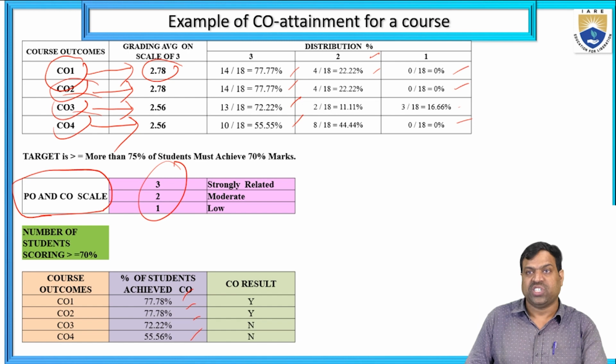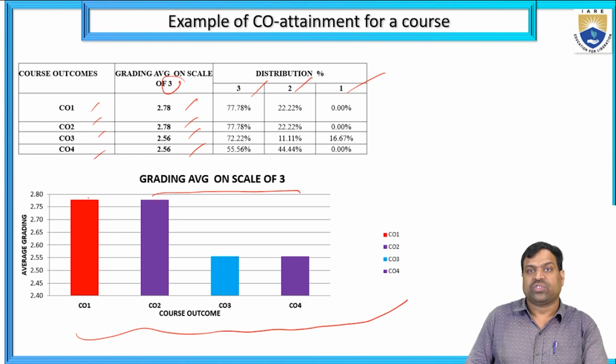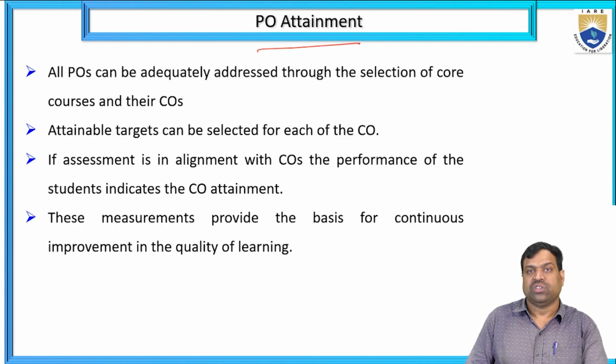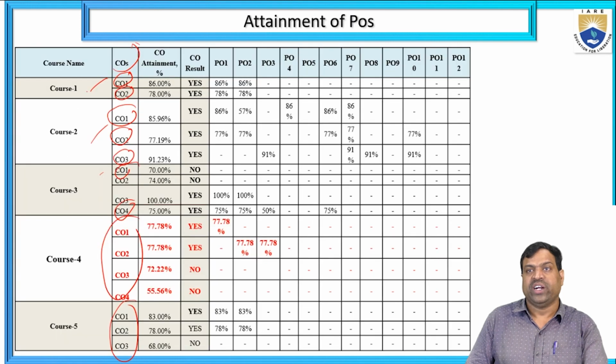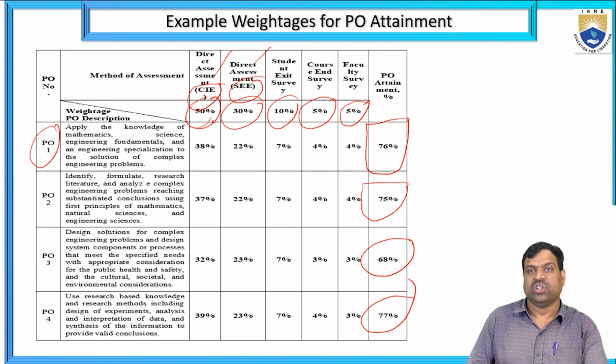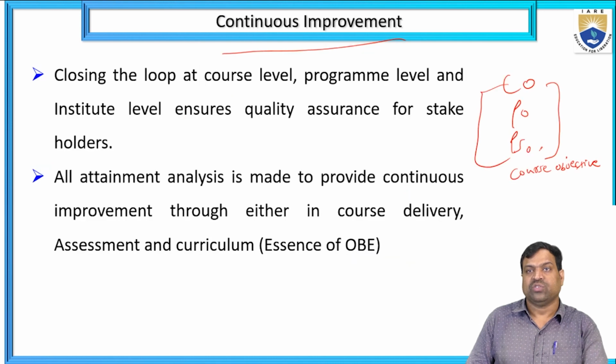It is how much percentage of distribution is there for CO attainment of a course. We get this only after the results. So it is a course grading out of 3 distribution, and PO attainment, how much is there. It is a PO attainment for the particular course after getting the results. Okay, CO attainment and PO attainment of the particular course. It is a weightage of PO attainment after getting the results of CAE and SE marks. So it is a continuous improvement. How much is there for continuous improvement of the course.